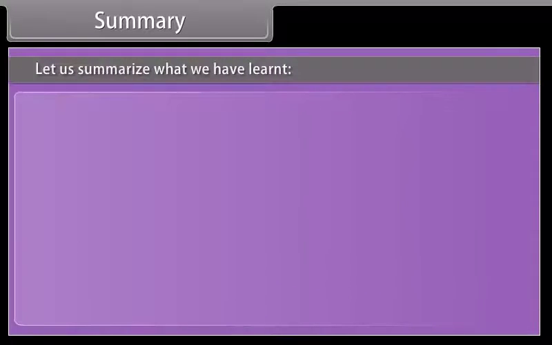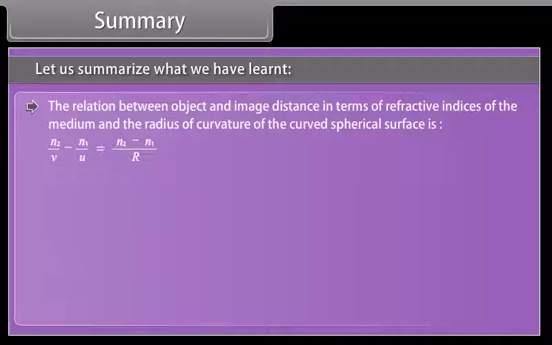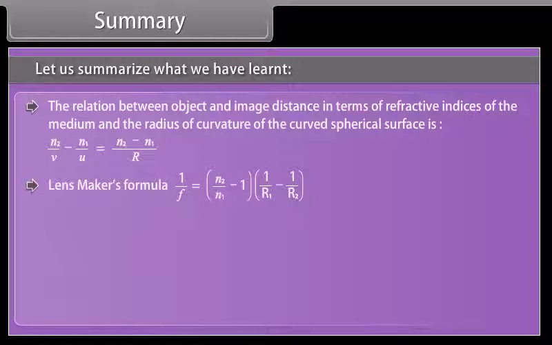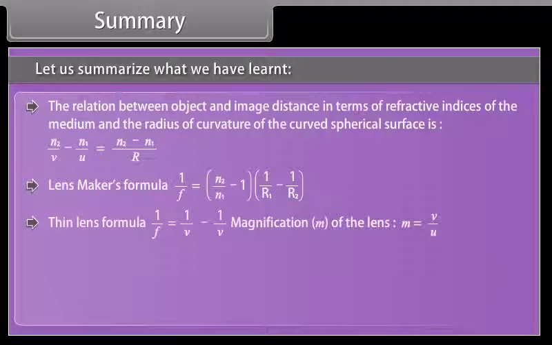Summary. Let us summarize what we have learned. The relation between object and image distance in terms of refractive indices of the medium and the radius of curvature of the curved spherical surface is n2 by v minus n1 by u is equal to n2 minus n1 by r. Lensmaker's formula is this. Thin lens formula is this.